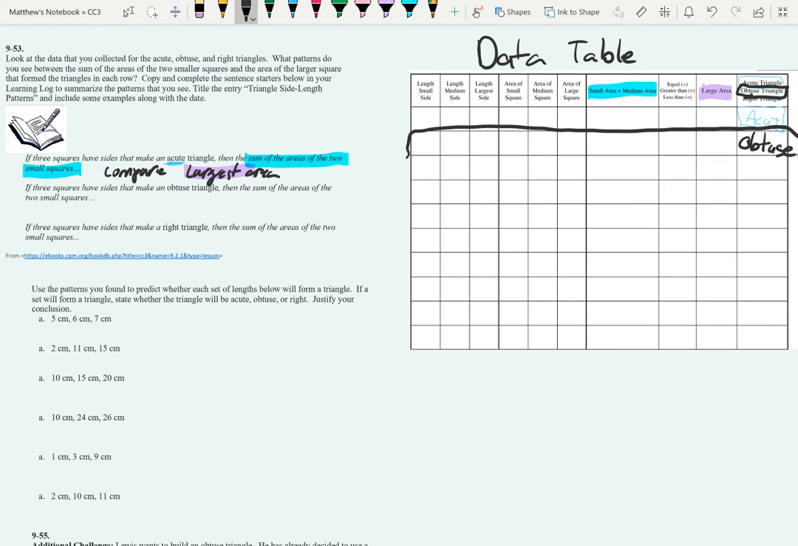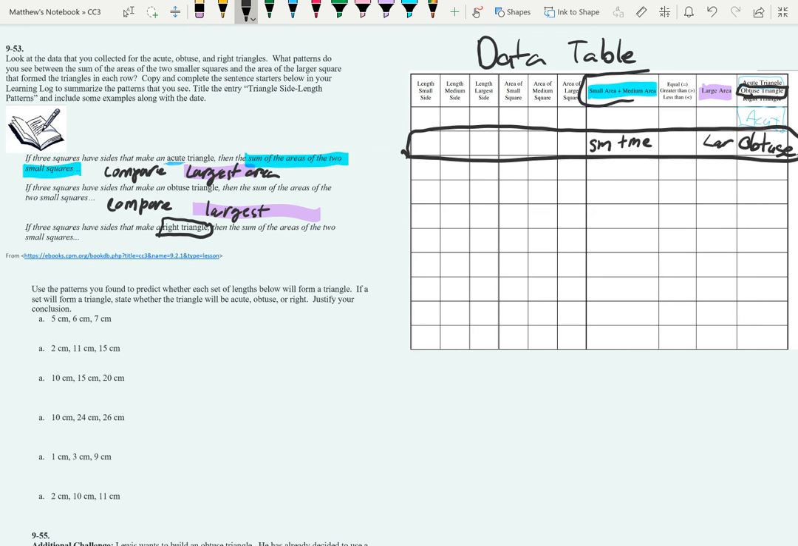So let's say this is my row. I'm going to look here. And again, I'm going to look at the smallest area plus the medium area. And how does it compare to the largest area? Is it equal to? Is it greater than? Was it less than? Whatever the case may be, you're going to write how it compares to the largest area, the sum of the area of the two small squares. And then finally, for a right triangle, which may be the most important, we'll be talking about it for the next few days. How does the small area plus the medium area compare to the largest area? Is it equal, greater than, or less than?